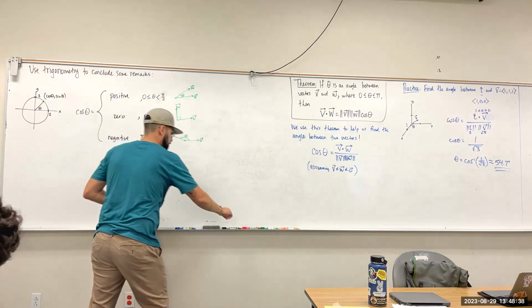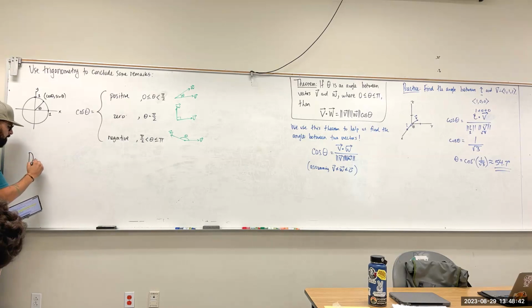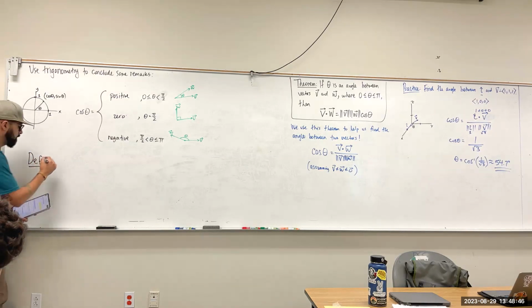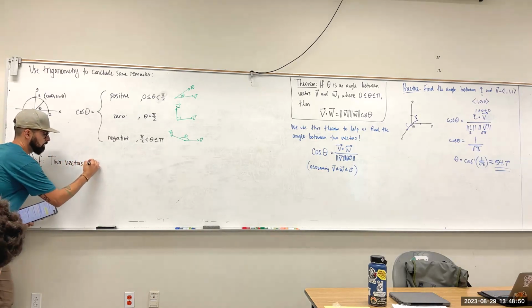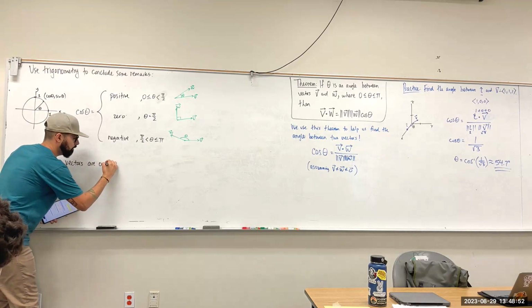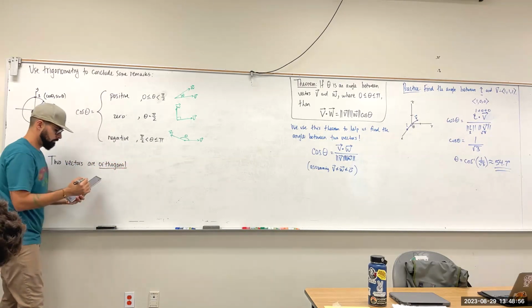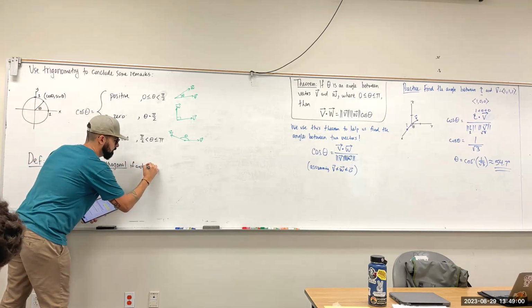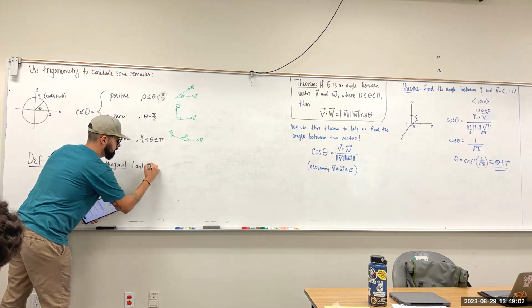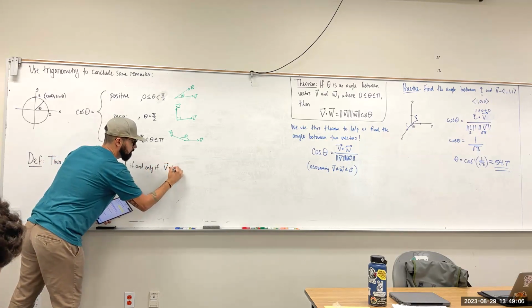And so we use this. We're going to define a new term that you probably never heard, that we use a lot in the calculus class. We're going to say two vectors are orthogonal if and only if the dot product of them is 0.